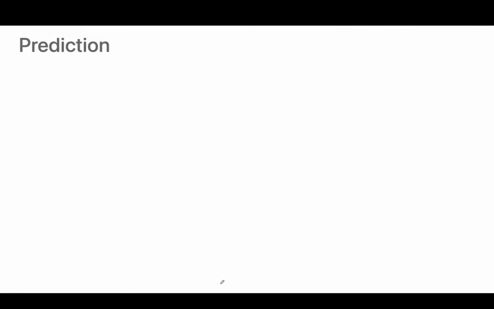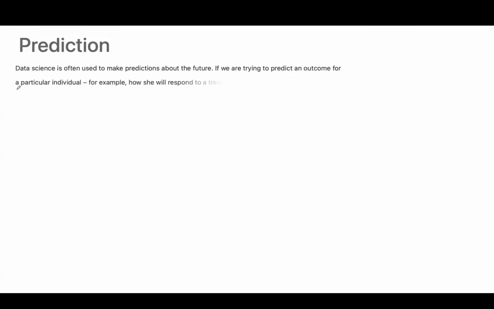Let us move on to predictions. Data science is often used to make predictions about the future. If we are trying to predict an outcome for a particular individual, for example, how a person responds to a treatment, or if they buy a product or not, it's natural to base the prediction on the outcomes of other similar individuals.